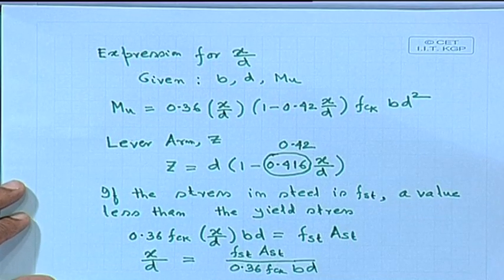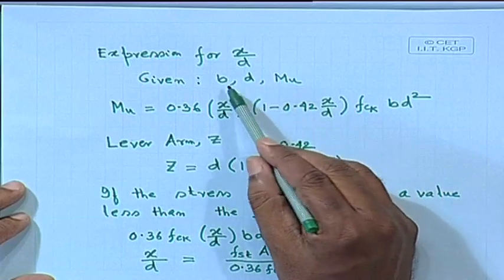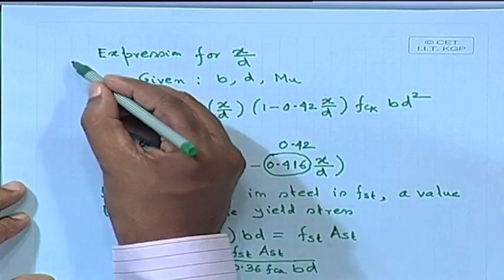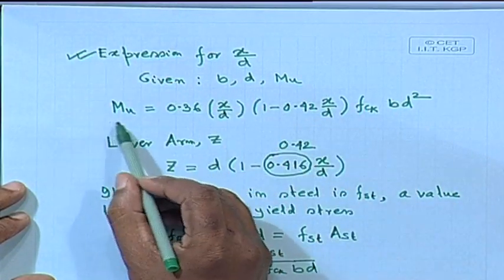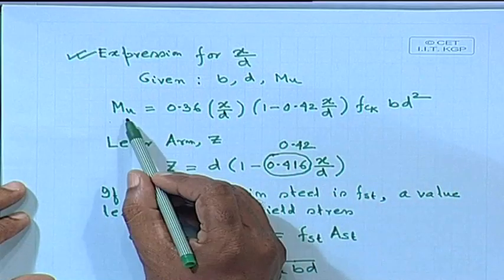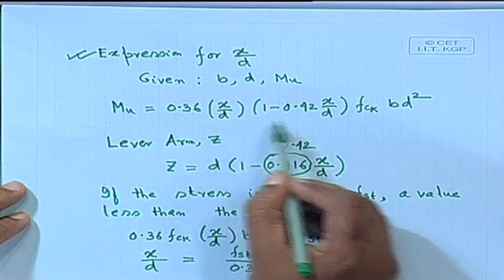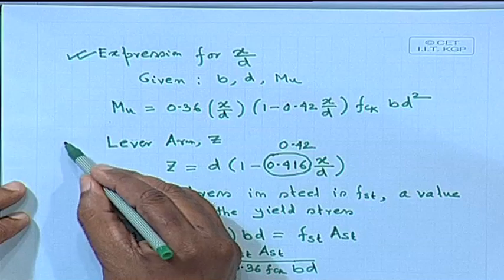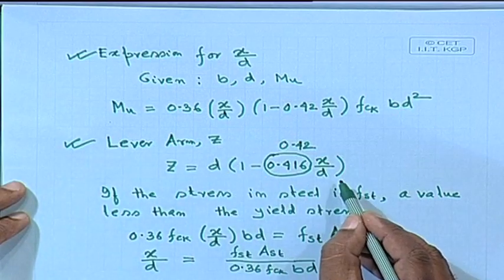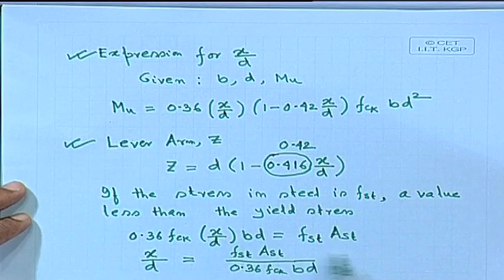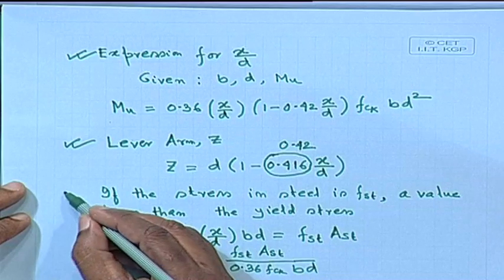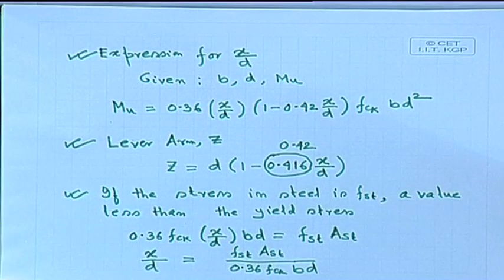So, what are we getting then? If b, d and Mu are known, we can get x by d from the Mu expression. We can further get z, the lever arm. Also, if we know fst, Ast, fck, bd, then we can find out x by d. So, these are the three different expressions that we can get.